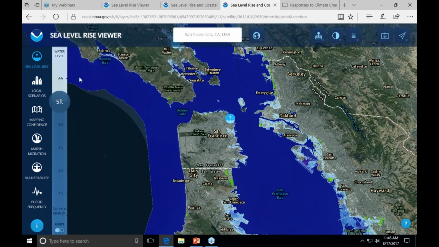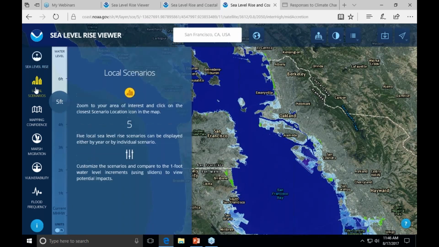Okay. Well, I just want to show you the functionality here. We've added the local scenarios in here, and it basically just tells you to zoom to your area of interest. Right now, it's based on the tide gauges. We don't have the grid in the viewer yet. We're going to try to get there eventually. We just ran out of time implementing this.